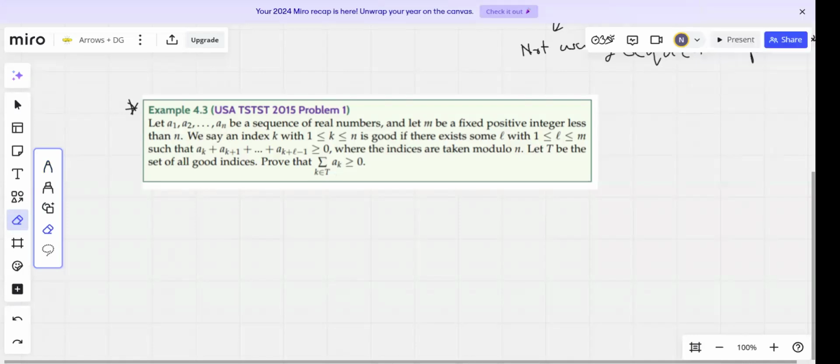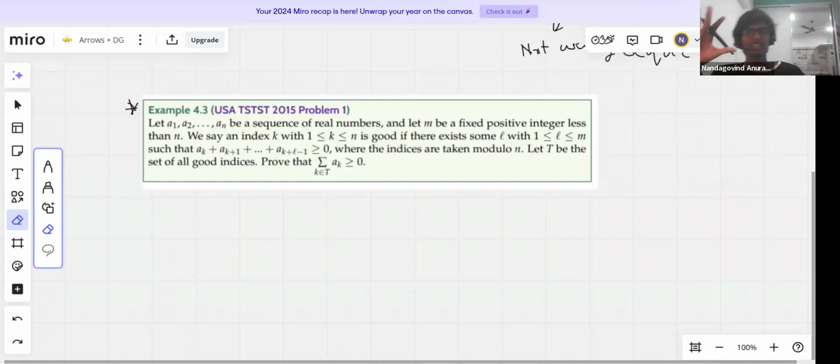Is that harder than TST? No, easier. Team selection test. It's easier than TSTSTs, but I'll be honest, it's harder than INMO. P1 in the TSTSTs could be like a P5, P6 INMO, maybe P4 on a stretch.